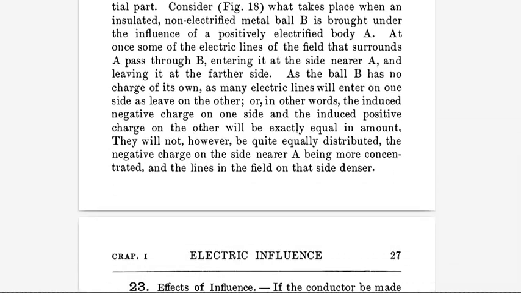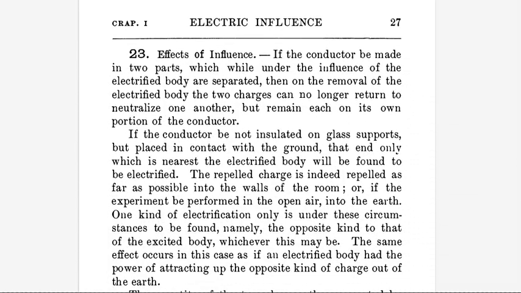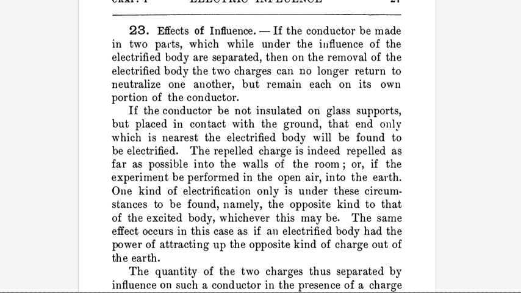23. Effects of influence. If the conductor be made in two parts, which while under the influence of the electrified body are separated, then on the removal of the electrified body the two charges can no longer return to neutralize one another, but remain each on its own portion of the conductor. If the conductor be not insulated on glass supports, but placed in contact with the ground, that end only which is nearest the electrified body will be found to be electrified.